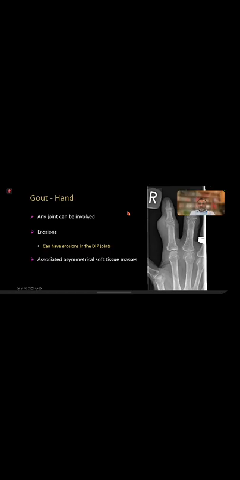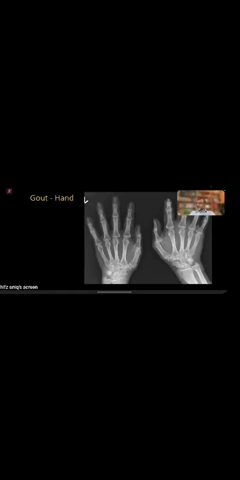Okay, so any joint can be involved. There can be erosion of the DIP joints, and asymmetrical soft tissue masses, which are very dense. We all know about the erosions. They are extra-articular, overhanging, shelf-like, mushed out like rat bites. Usually bone density is maintained. But when they are quite big, they can also extend to the articular surface, which makes it slightly difficult to differentiate from rheumatoid arthritis. Then we have to look for other clues to differentiate between these conditions.